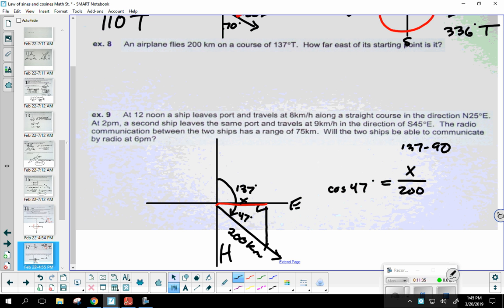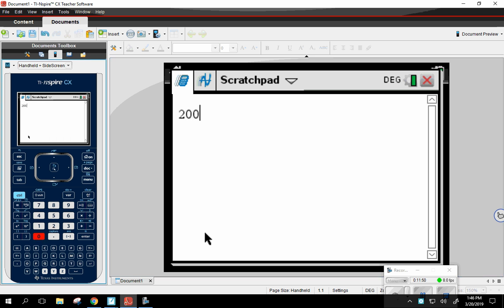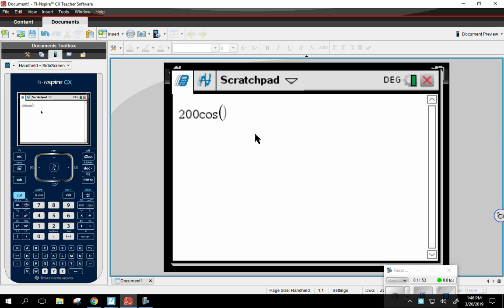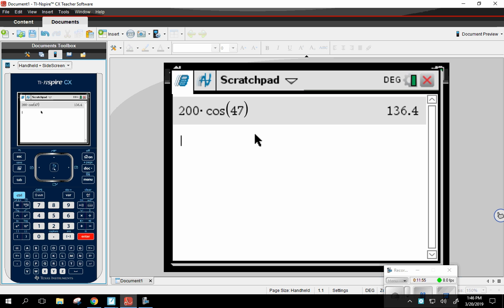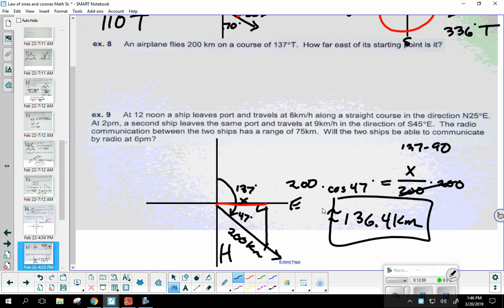There we go. And then how would I solve this for x? There you go. Multiply through by 200. So 200, 200, those are going to cancel. And let's see how far east of its starting point it was. So 200 times cosine of 47. All right, so about 136.4 kilometers east of where it started. So 136.4 kilometers.